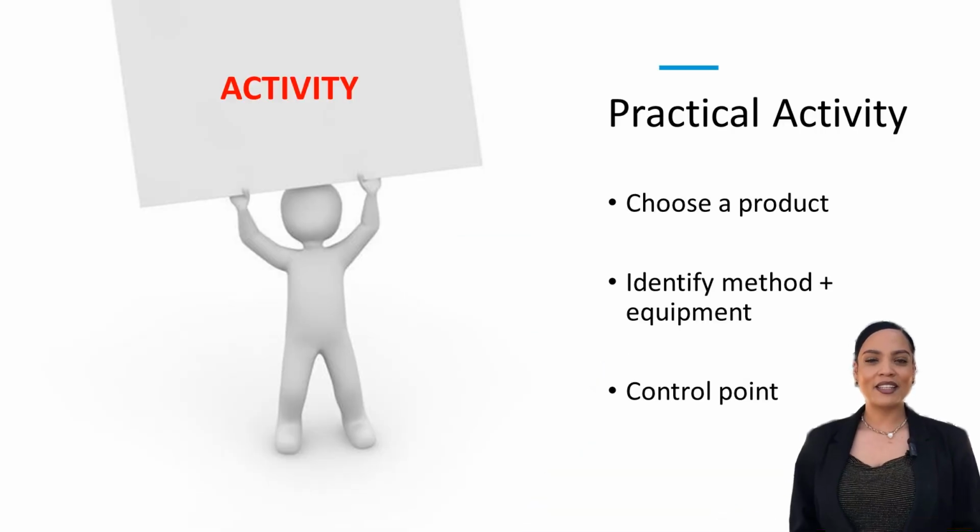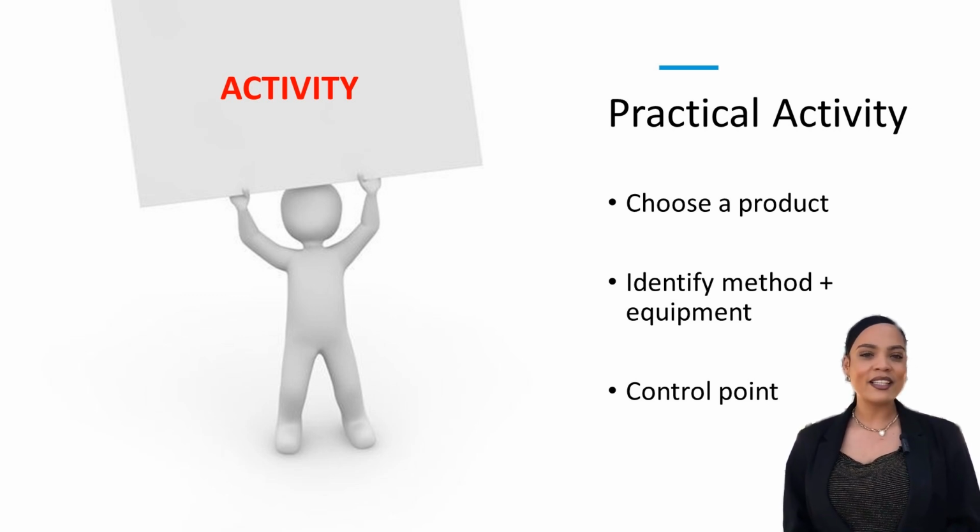Group task. Select a product or service from your workplace. Identify the production method, the equipment used, and one key control point. Explain why this method suits the product. Checkpoint. Facilitator circulates, observes, and provides feedback.